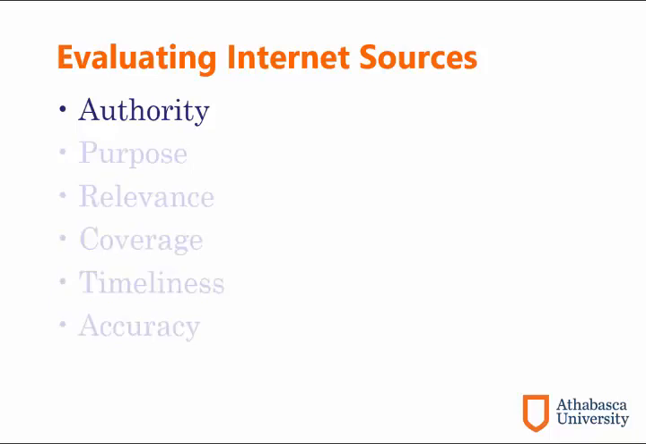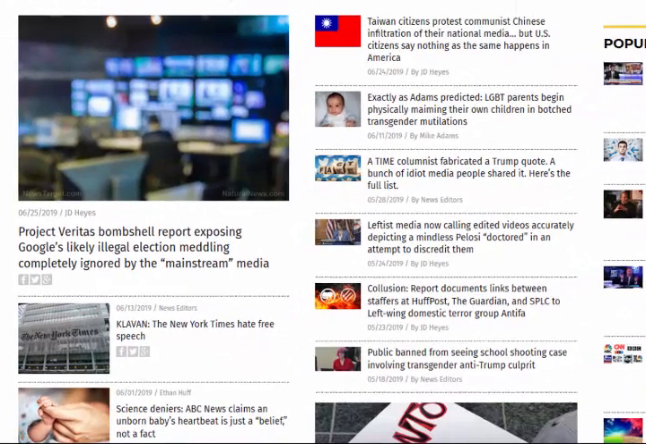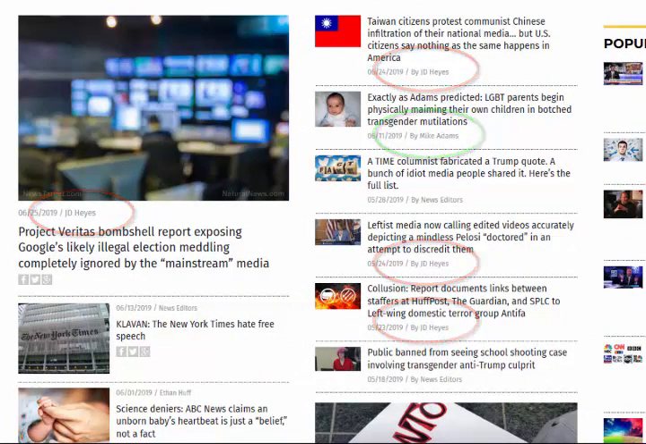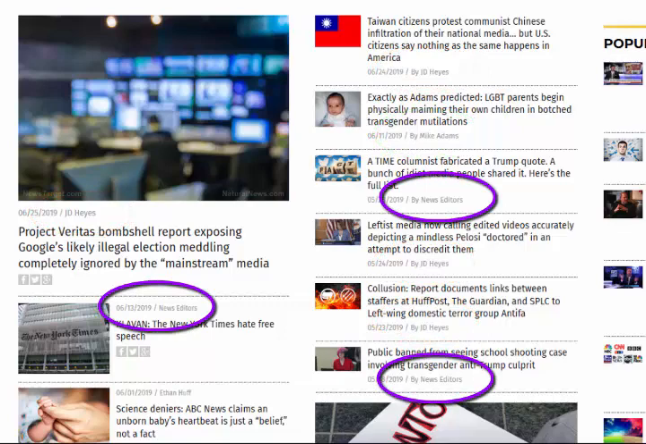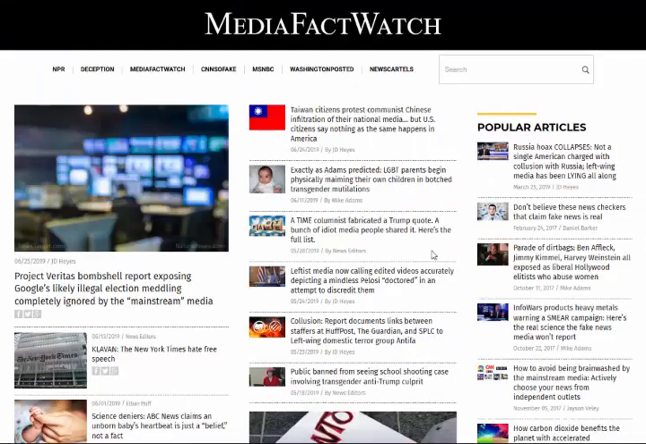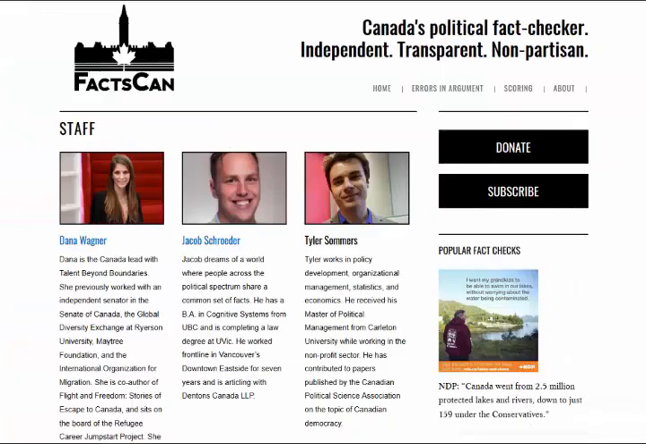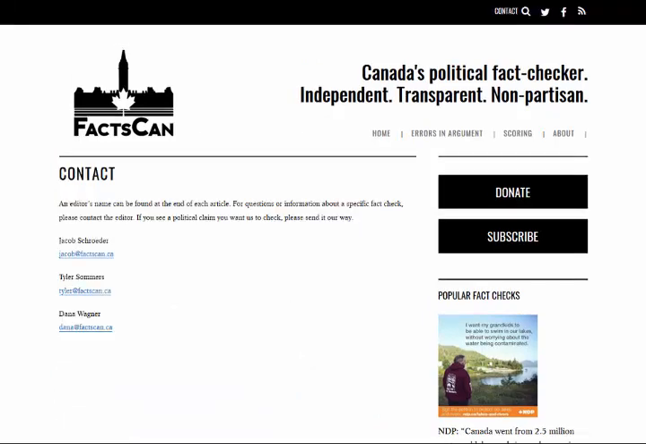What can I discover about the authority of this site? First of all, I can immediately see that all the latest articles were written by the same two people or by unnamed news editors. This site contains no additional information about these authors, so it's difficult to tell what their credentials are. Compare this with FactScan, where I can easily find on their staff page the names and credentials of the site's creators and editors. Their contact information is also publicly available.